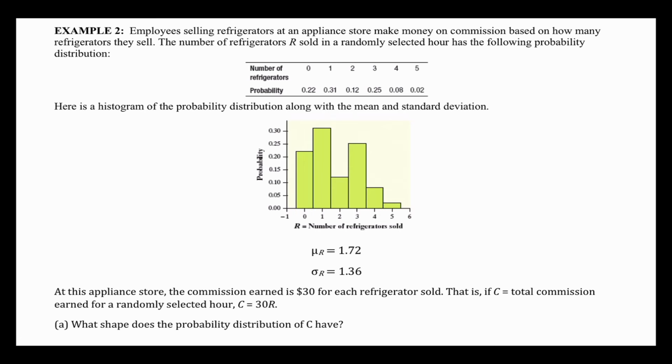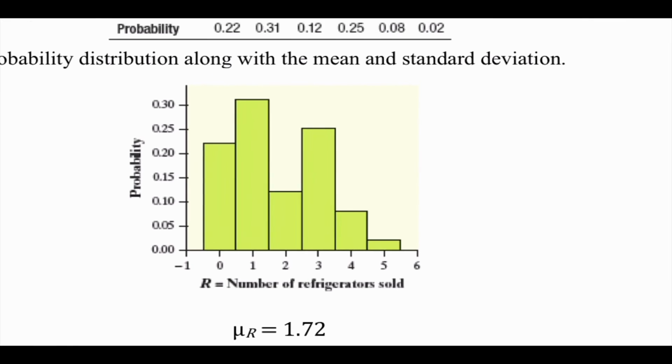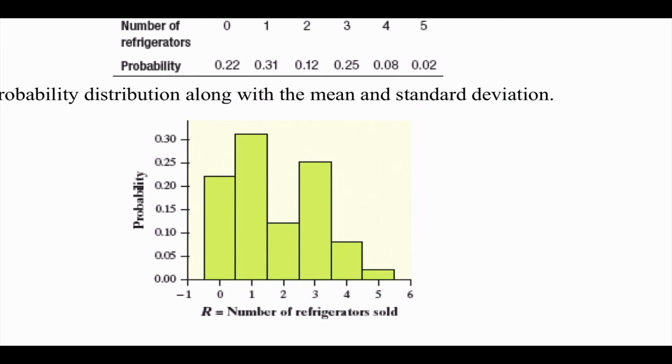The number of refrigerators, so in an hour, how many did they sell? There's a 22% chance they're not going to sell any. There's a 31% chance they're going to sell one refrigerator in that hour. 12% chance that they sell two, and so on. Refrigerators are expensive, right? They're over $1,000 easy. So they don't sell many. The probability they sell 5 in an hour is 2%. It happens, but not usually. So here is a histogram of the probabilities. 0 is 22, 1 is 31, and so on.